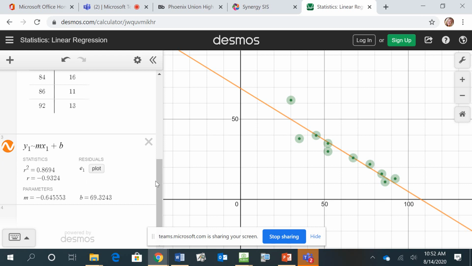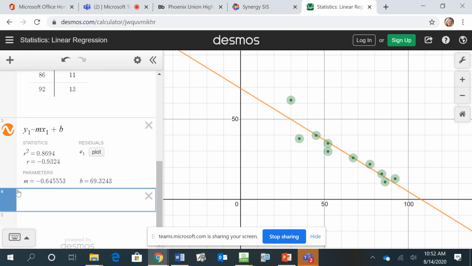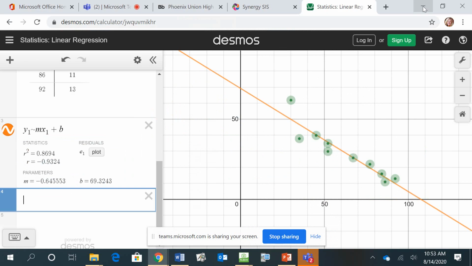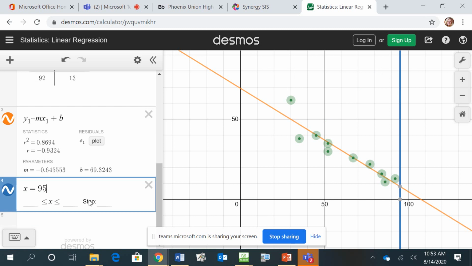So the very first question we had here was, let me go down to the next one. Notice I went down to a brand new one. The very first question was, how many cups of coffee can we predict will be sold if the temperature is 95? We know the X, the temperature. Let's predict the dependent, the number of cups of coffee sold. So I know X is 95, so I write in X equals 95, and then I hit enter. Then I click over the top of exactly where that intersection occurs. This tells me that when the temperature is 95, we can predict nearly 8 cups of coffee would be sold that day.